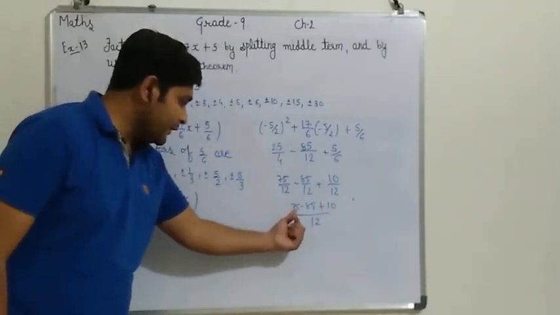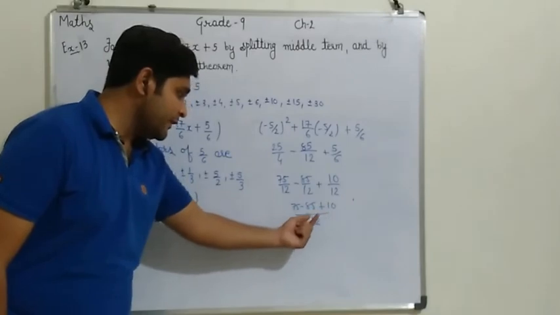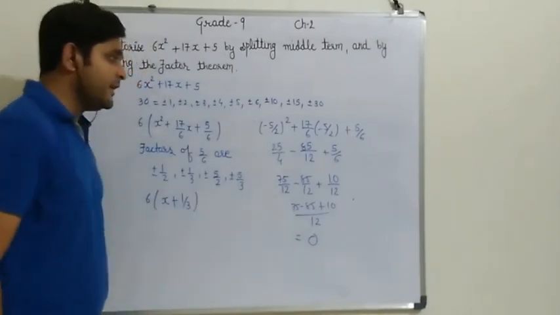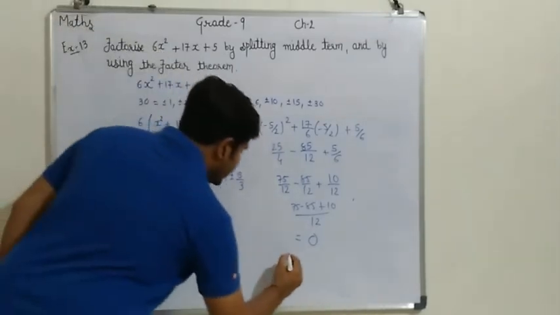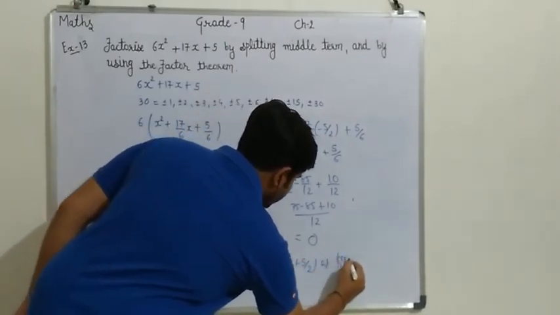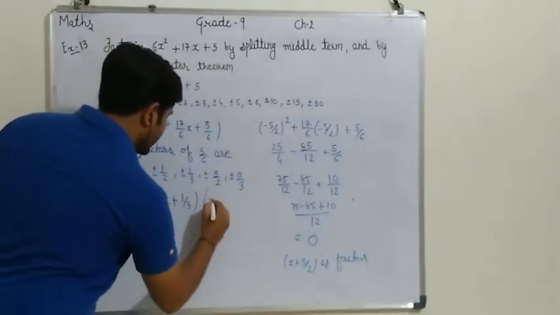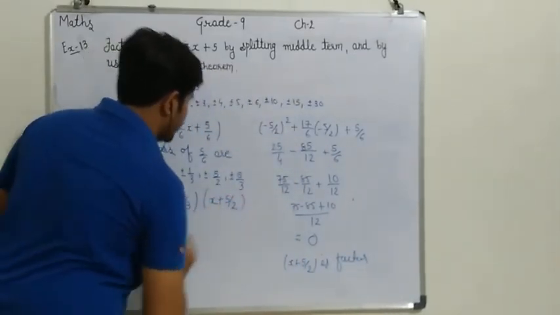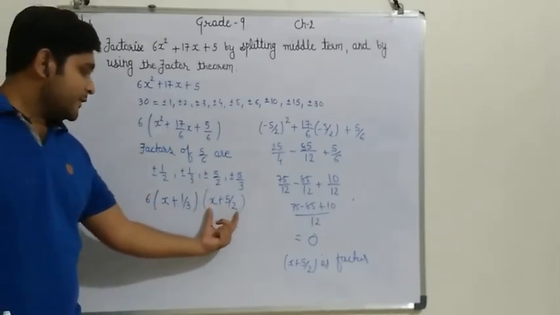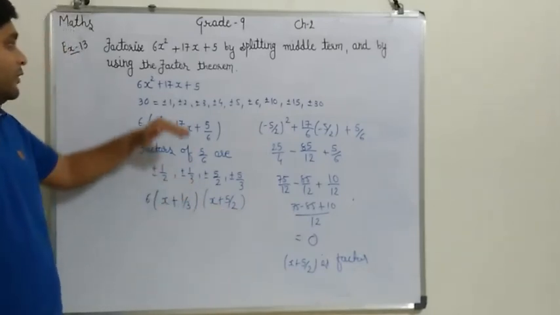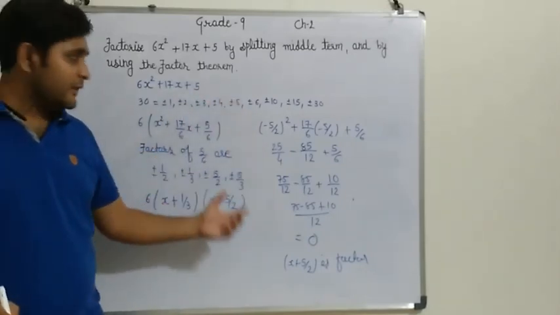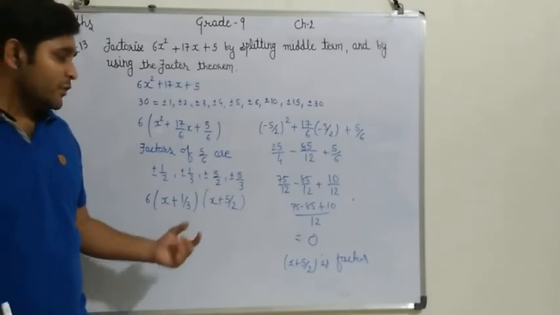Now friend, 75 is plus, 10 is plus. So 75 plus 10 is 85. 85 minus 85 is 0. So the answer is 0. So we can say that minus 5 by 2 is a root. So x plus 5 by 2 is a factor of the polynomial. So another factor we got: x plus 5 by 2. So we got both factors, x plus 1 by 3 and x plus 5 by 2, as factors of the polynomial. So we already found two factors, so there is no need to find the remaining factor plus minus 5 by 3, because we got it.